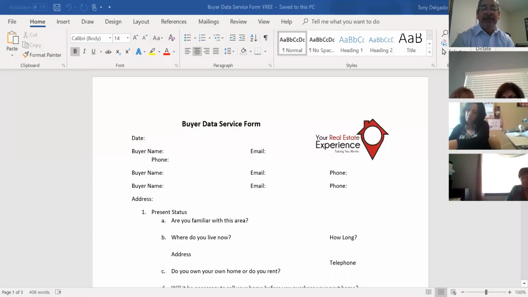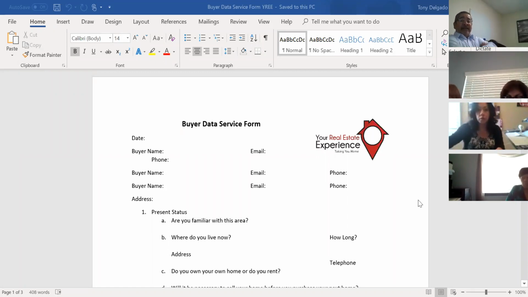All right, guys, here we go. Last part of the buyer training that we've been talking about. I want to get into the buyer data service form. This is the actual form you'll use when you interview a buyer. So let me share that screen with you guys. And it should be on your screen. This is a form called the buyer data service form.